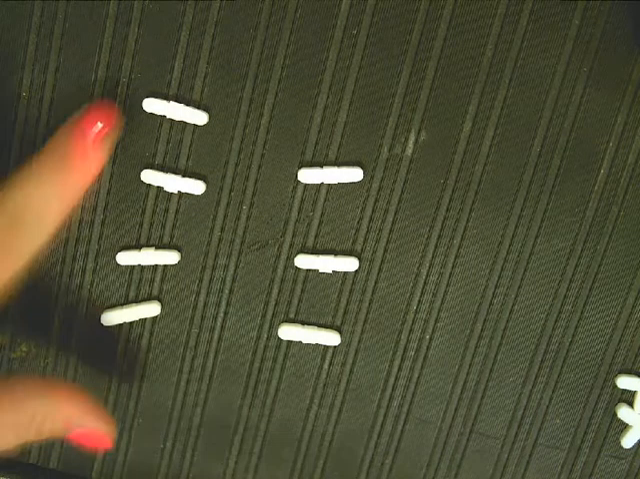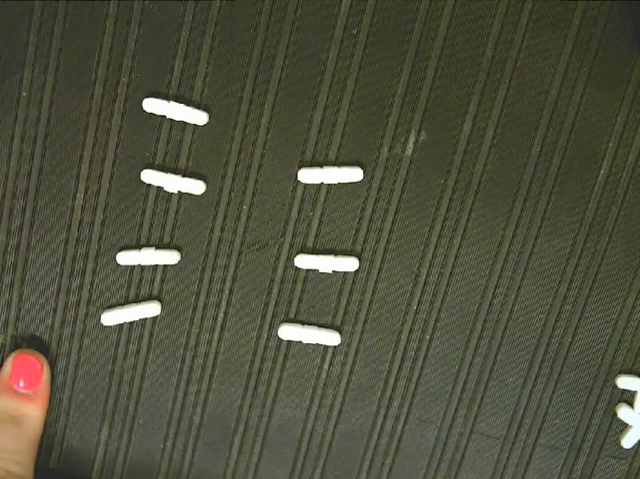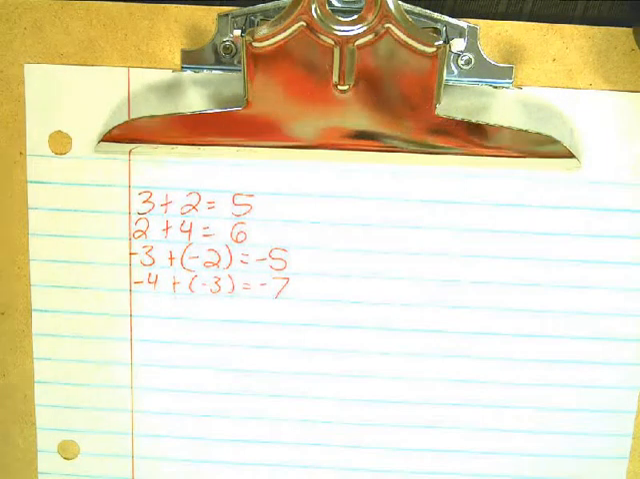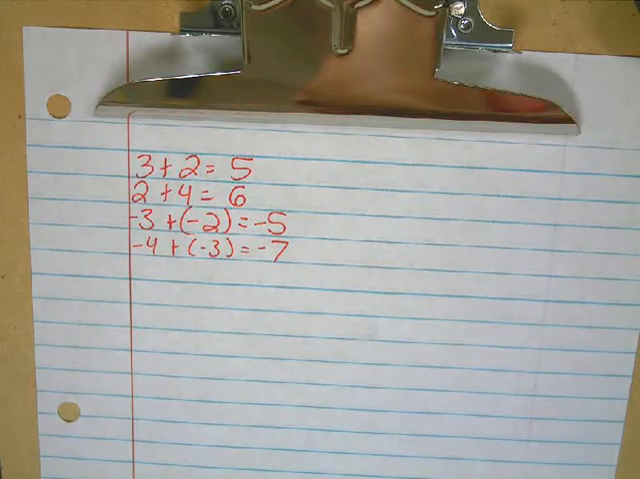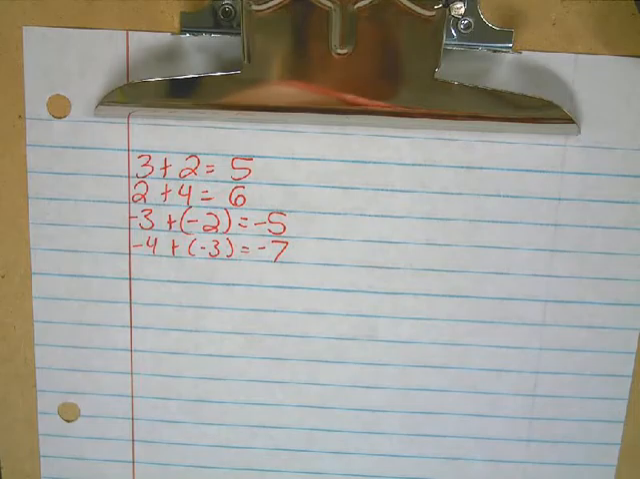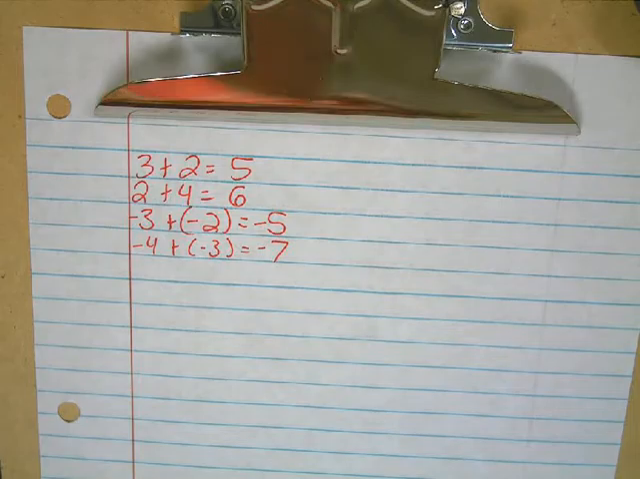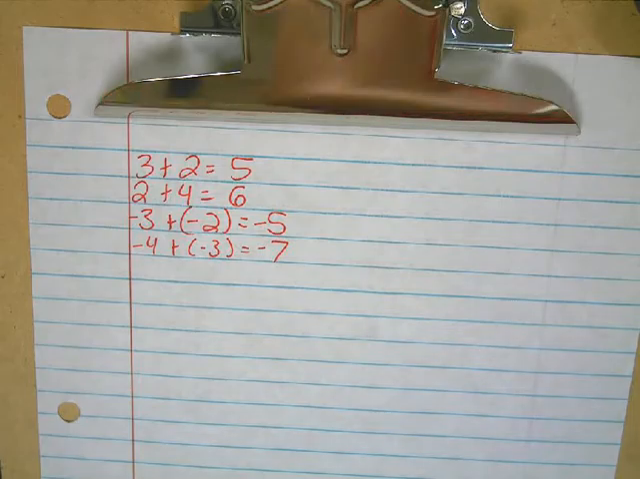Alright, so let's look at the 4 problems I just gave you. I wrote down each of the problems with the answer. So when I had 3 plus 2, I got 5. When I had 2 plus 4, I had 6. Negative 3 plus negative 2 gave me negative 5. Negative 4 plus negative 3 gave me negative 7. Can I come up with a rule for those? Because I'm not going to always have these plus and minuses. So I need a rule. What could my rule be?